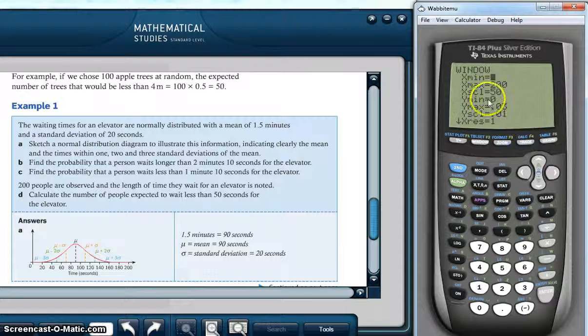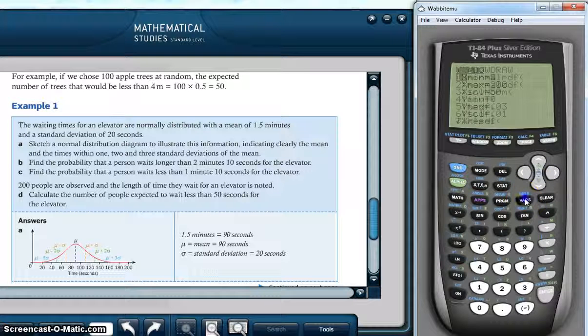What's important is that your y range is very small. So in this case, I'm going to go from 0 to 0.03. We may find that something even smaller works. Then my scale will be 0.01s. Okay, so you have to make sure you set that window up first.